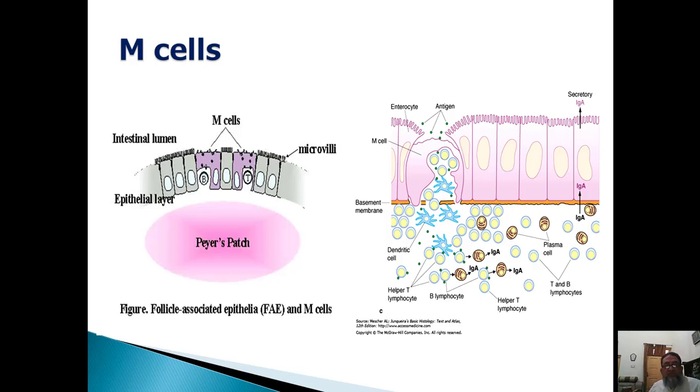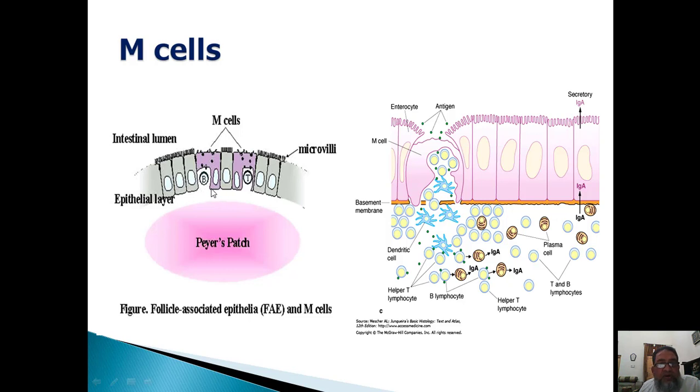What is the important M cell? The last one but not the least, a very important cell, and it is concerned with the production of IgA. Now look at the picture. This is the hypothetical diagram. These are the enterocytes with apical microvilli, and these are the M cells. M cells are cuboidal cells with few microvilli.